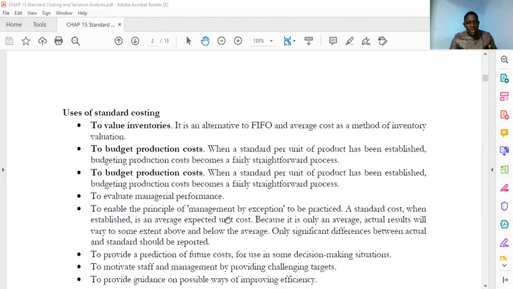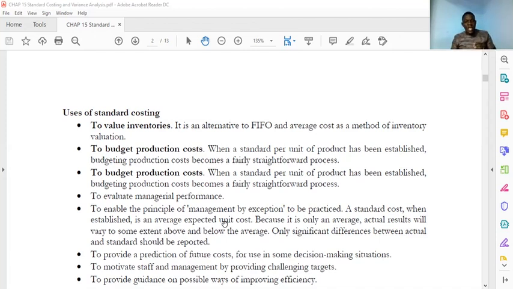To evaluate managerial performance. Standard costing can be used to evaluate managerial performance, because if you have indicated to incur so much on a product and the actual production takes place and the cost differs from the standard, either it is more than or less than, we'll be able to use it to evaluate the performance of management. Are they doing well in terms of controlling costs? Are they doing well in terms of maintaining costs within the acceptable standard?